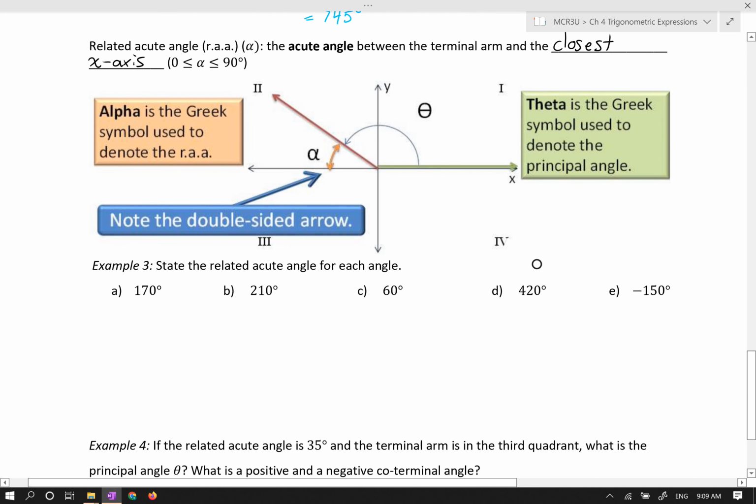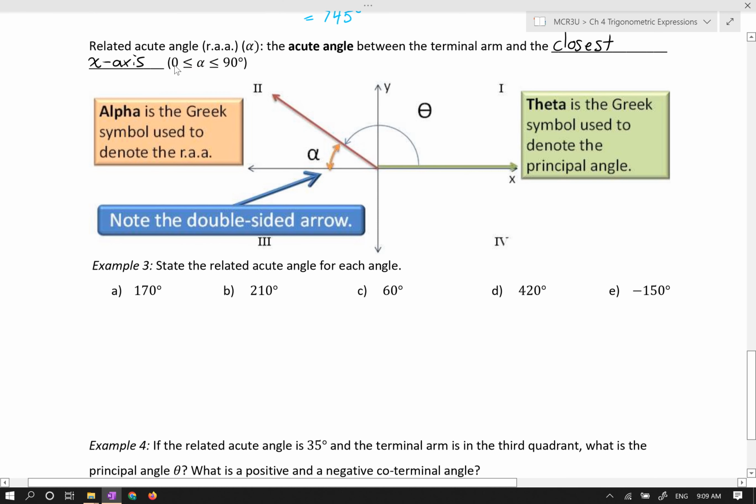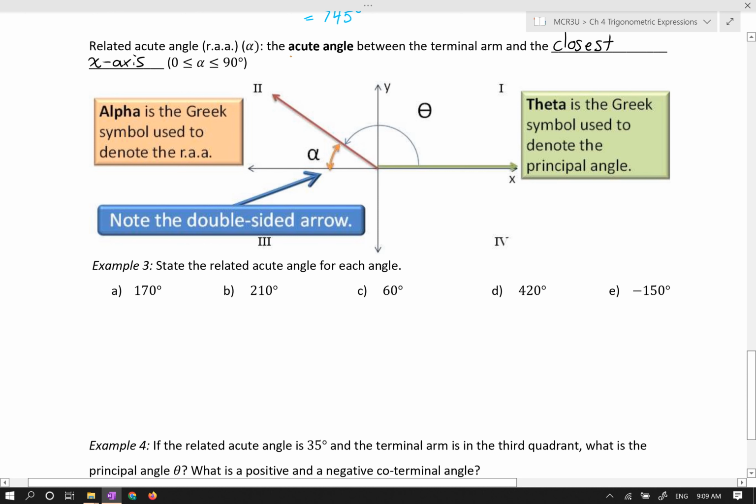Alrighty. Now, our last new term, or last new piece of analysis that we'll use, is our related acute angle. So the related acute angle is always going to be the acute angle, and if it's acute, that means it's less than 90 degrees, remember. It's the acute angle between the terminal arm and the closest x-axis.